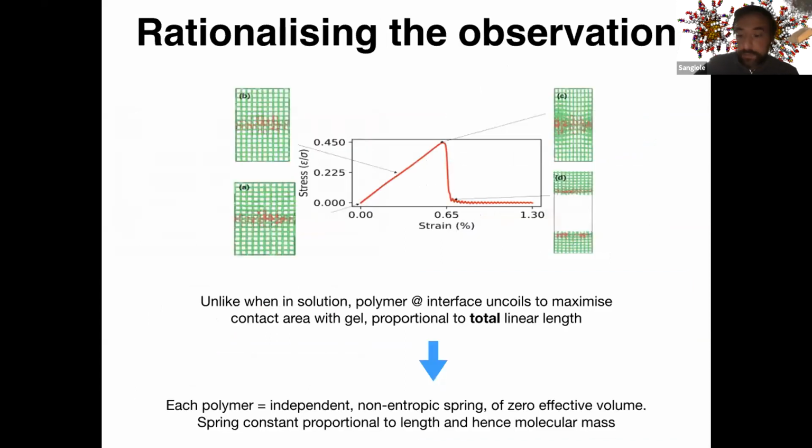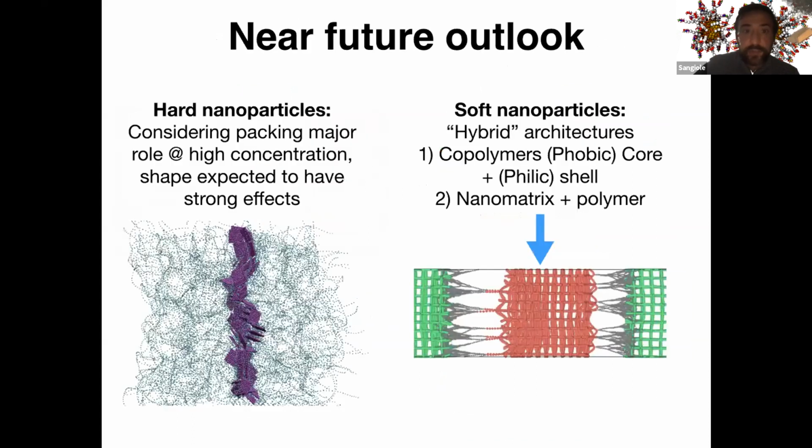Okay, I think we can skip this for the sake of time. Now, regarding this project, in the near future, what is the outlook? We've been working, and are starting to look at hard nanoparticles of different shapes, again because packing plays a major role, so a strong effect is expected. And in terms of soft nanoparticles, we are starting to look at hybrid architectures, where we don't look just at normal nanoparticles, but at nanoparticles that are composed of different polymers.